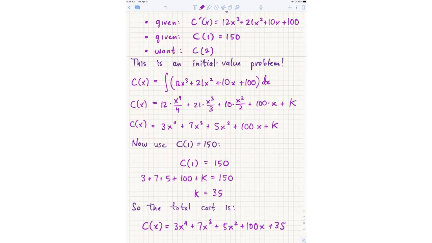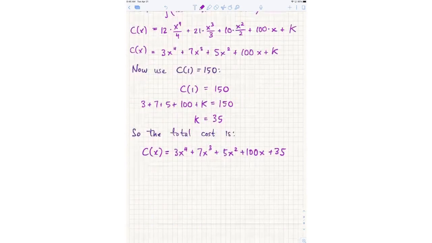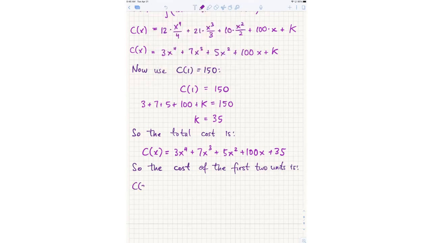And now I can just substitute x equals 2 to get what I want. Remember, what I want is C of 2, the total cost of the first two units. I get C of 2. So I get 3 times 16 plus 7 times 8 plus 5 times 4 plus 100 times 2 plus 35. And we do this arithmetic and we get 359.